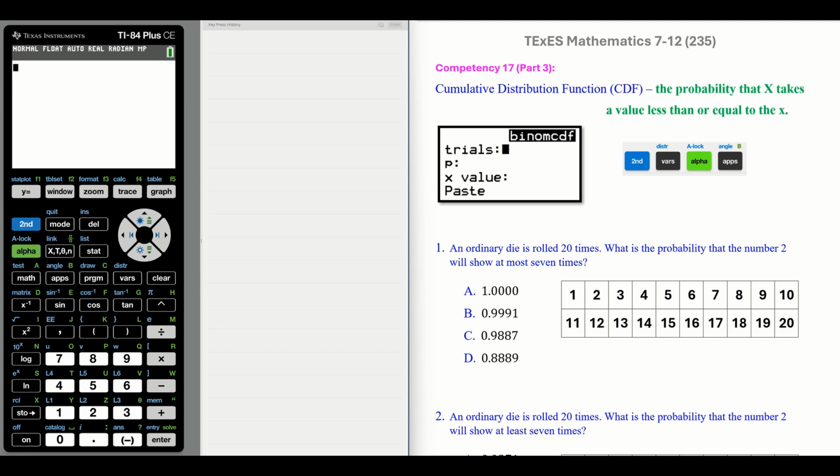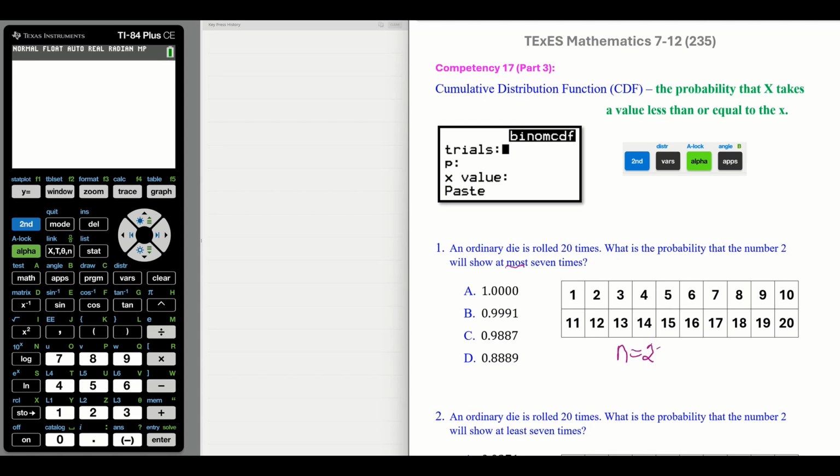Number 1. An ordinary die is rolled 20 times. What is the probability that the number 2 will show at most 7 times? You'll see that we have a visual that numbers 1 to 20. This represents each of our trials, and we're going to use that to make sense of this if you've forgotten how to do this, or maybe you had a little bit of confusion. So, at most, and we'll get to that first.